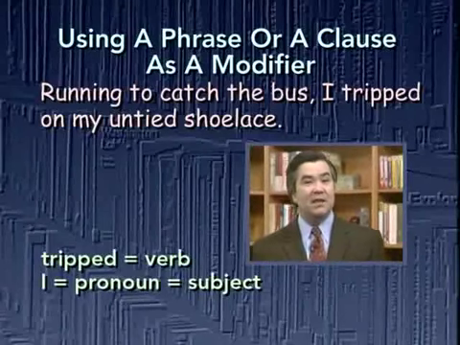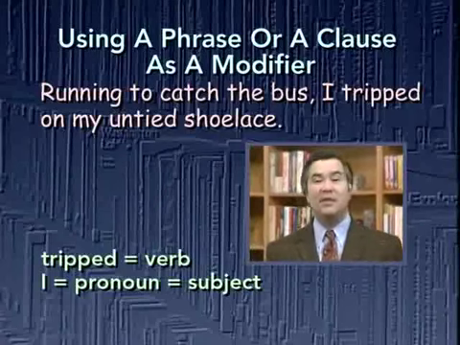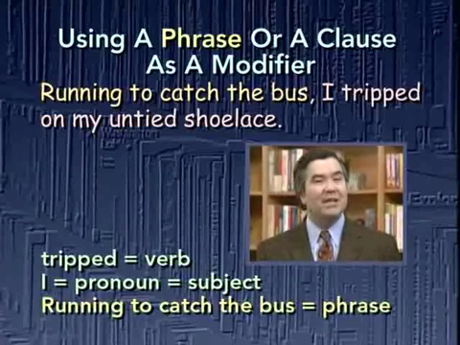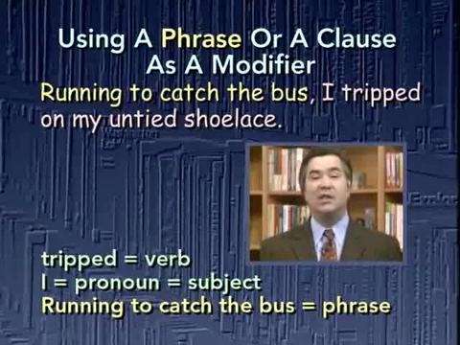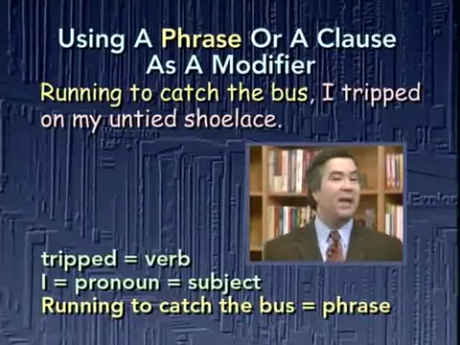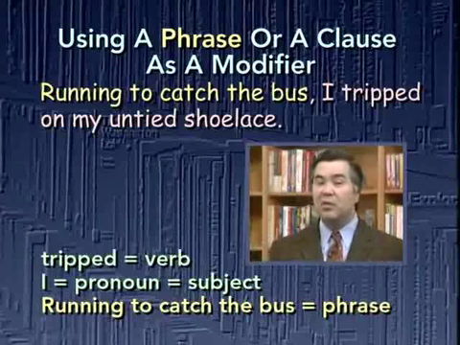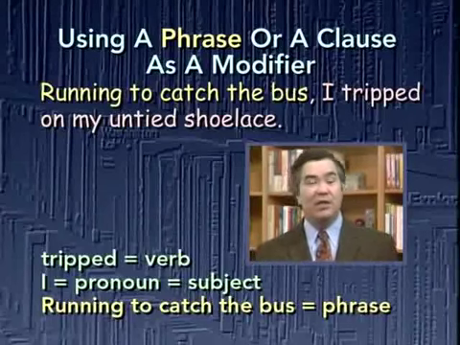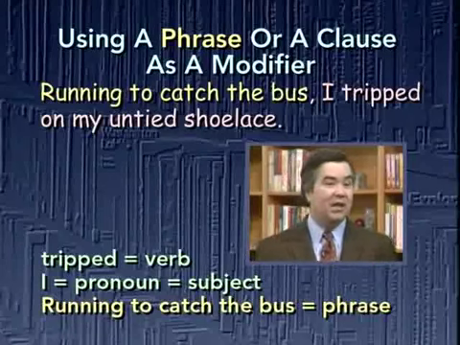The sentence begins, however, with 5 words that are set off by a comma, and they form a separate phrase, running to catch the bus. Now, what's the function of this phrase in the sentence? What role does it play? Well, if you think about it, what this phrase does is it modifies or gives more information about something else in the sentence. Namely, it gives more information about I. What was I doing? Running to catch the bus.